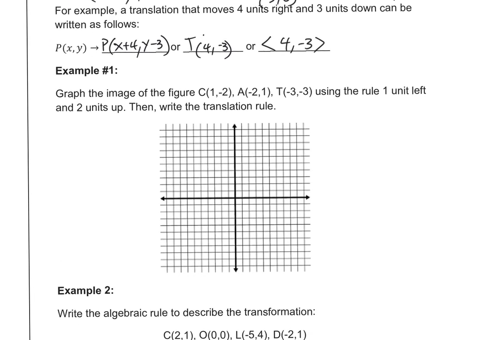Okay, so we're going to do some example problems now. What I want you to do is go ahead, pause the video, and just graph these 3 points and then connect the dots.